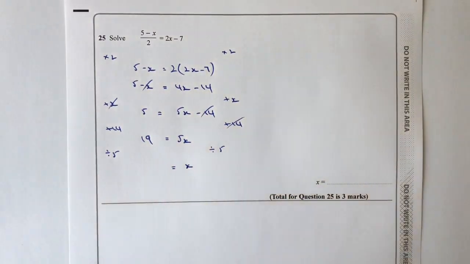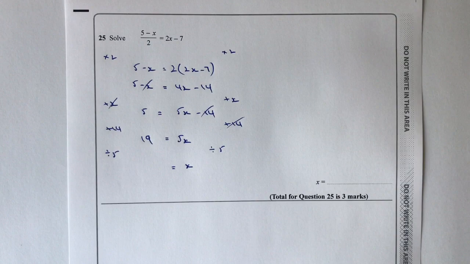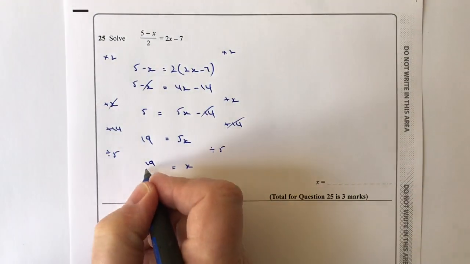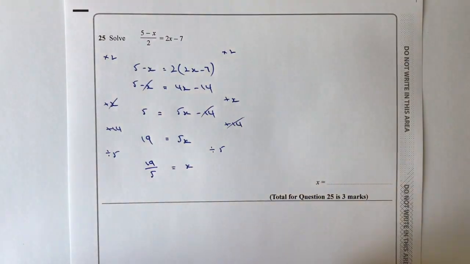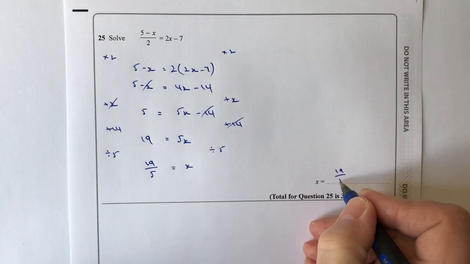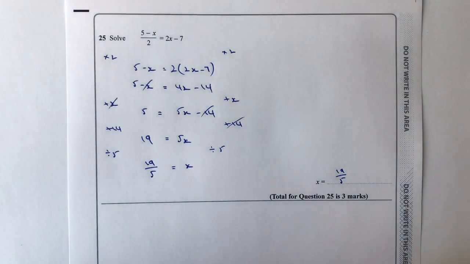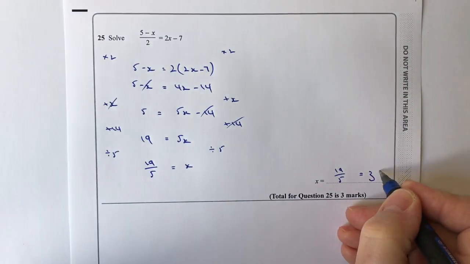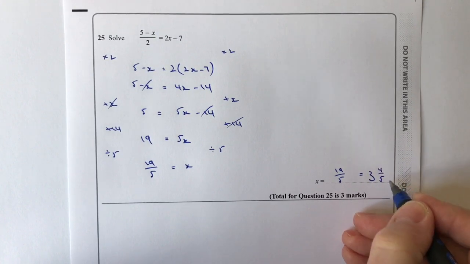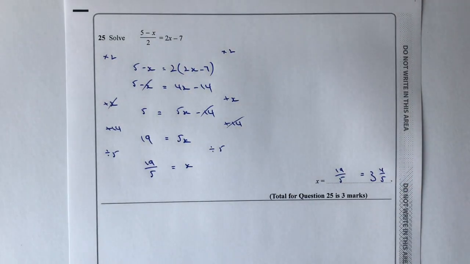Now I could write 19 divided by 5, but it's just much neater at this sort of level if you write it as a fraction. Remember, it means exactly the same. So x is 19 over 5. If you want to change that to a mixed number, perfectly fine, you could. That would be the same as 3 and 4/5. If you prefer, it's absolutely fine.